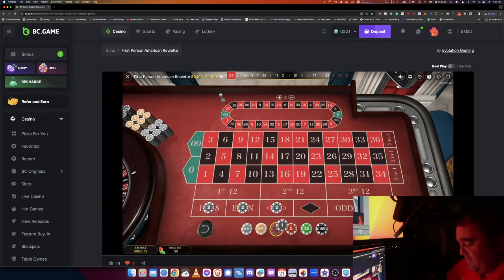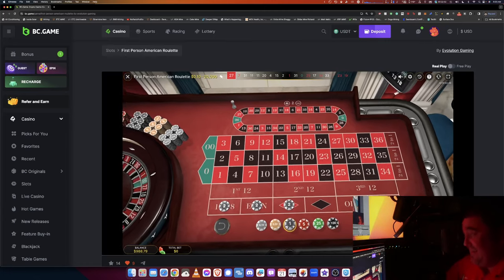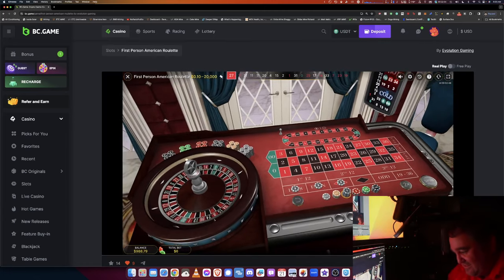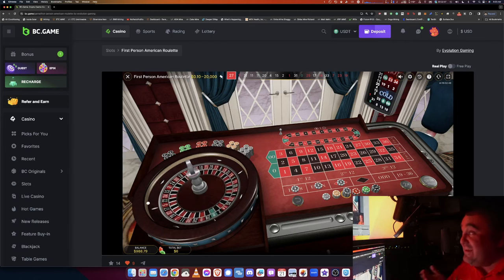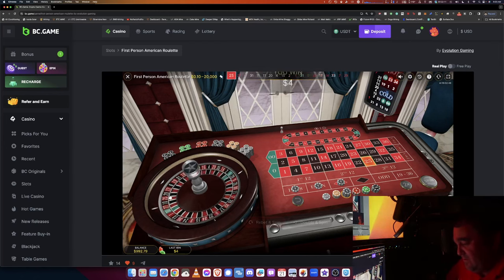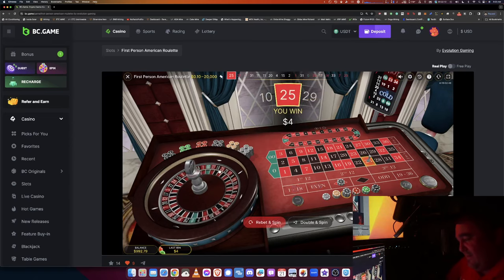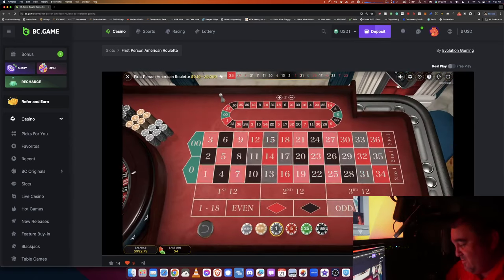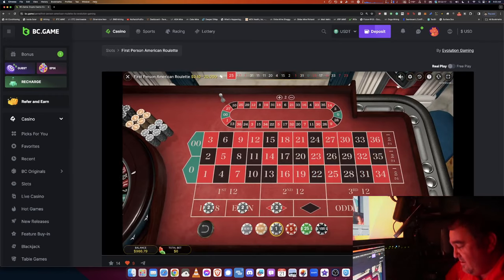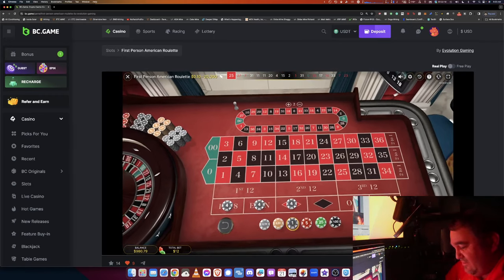So I'm going to go up a little bit because that was technically a loss. So I'm putting $6 here. I should make 8 or nothing. We'll see. Boom. I won on one again. That's still a loss. I put in $6, made 4. So we have to keep on martingaling that until we get a win there.